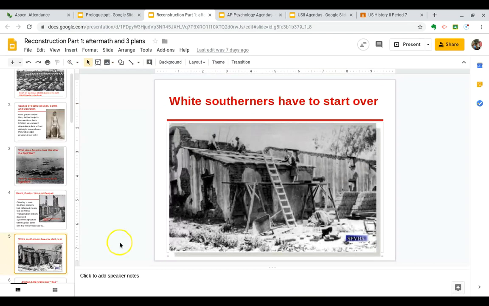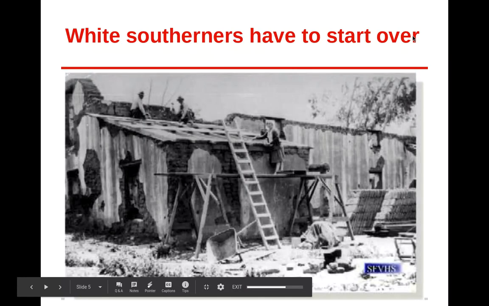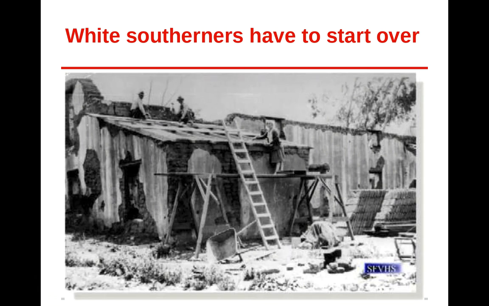Make sure you guys are on slide 5 for your notes. This is interesting because many people, when they first look at this picture, think that these are the freed slaves, but these are white Southerners. This is the lower class. This is not the plantation owners. They have to start over. So big takeaway for slide 5, nice and short, guys, it's not just the freed slaves that have nothing. It's the lower class farmers as well.